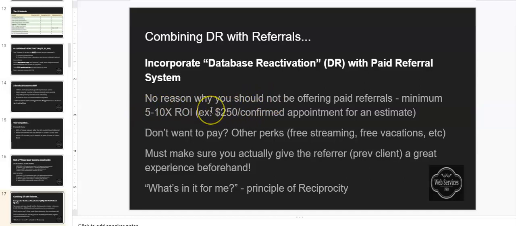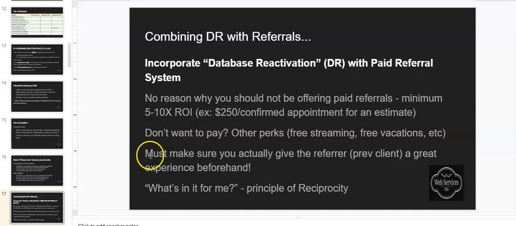If you say for every previous client, for every new client you send to me that ends up becoming a client, I'm going to give you $250, right? That's a very handsome ROI for you, because the service you're going to be providing for them is going to be a 5-figure service or a high 4-figure service, so that shouldn't scare you at all. If you don't want to pay, you can do other perks like free streaming or free vacations. Let me just show you some examples here.